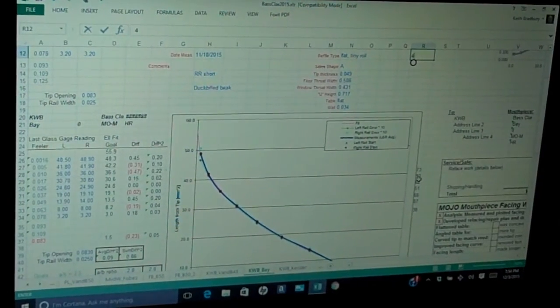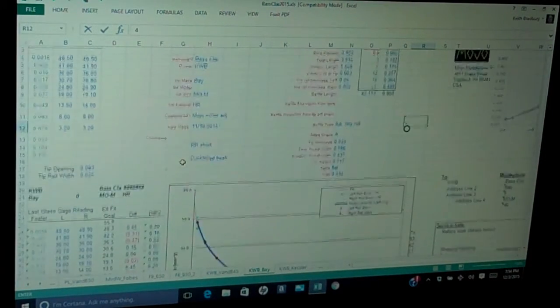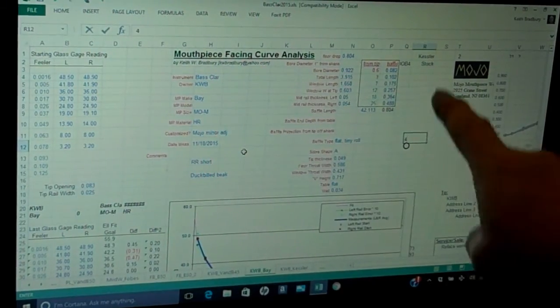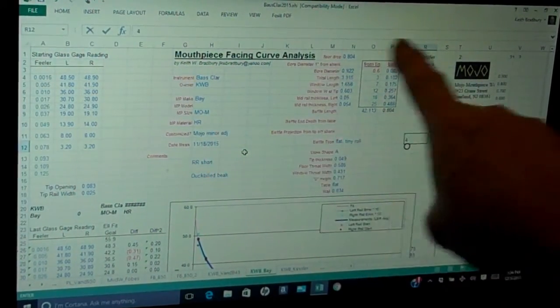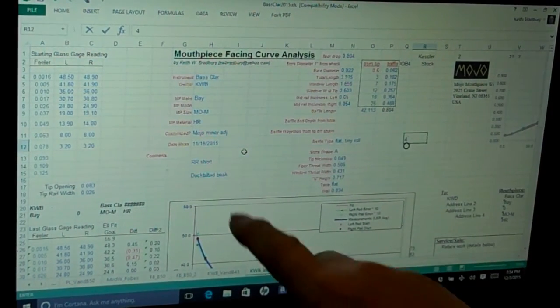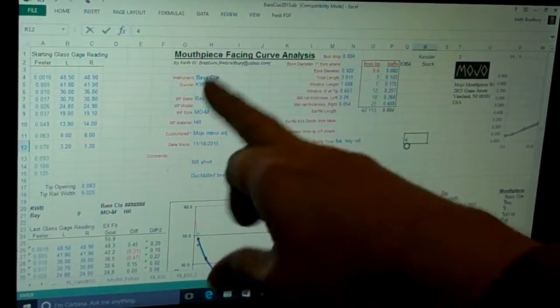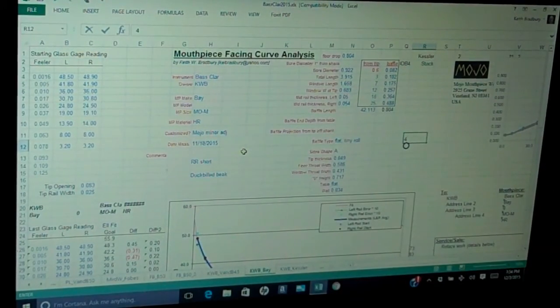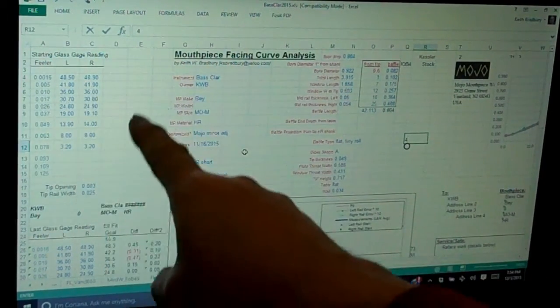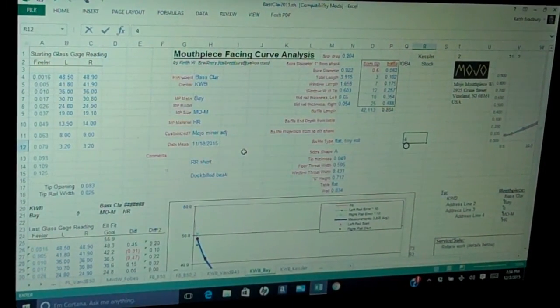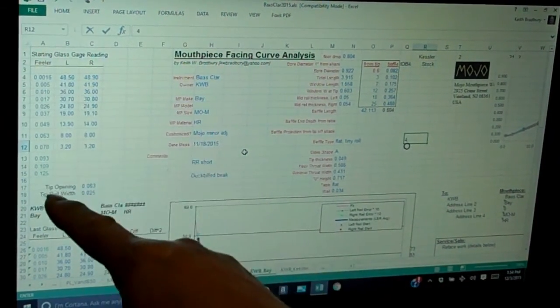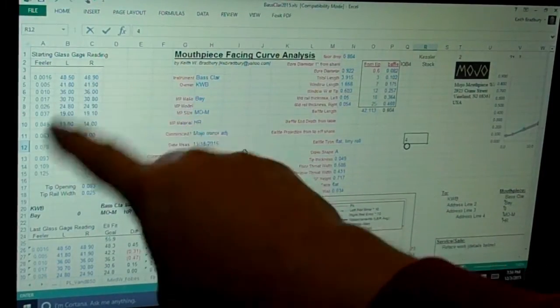Okay, so what we have here, up at the top of my spreadsheet that I've set up, are all the different body measurements that I take. I also have some text describing what I have here. And over to the left is where I put in a starting facing for each of the feeler gauges that I use, the left and right reading on the gauge.